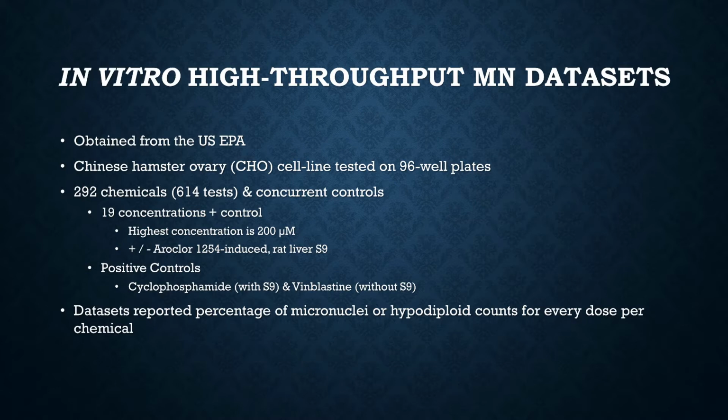Very briefly, Chinese hamster ovary cells were treated with 292 chemicals on 96-well plates. For each chemical, tests were conducted with 20 concentrations, ranging from 0 to 200 micromolar. For every dose per chemical, data is recorded as percentages of micronuclei or hypodiploid counts.